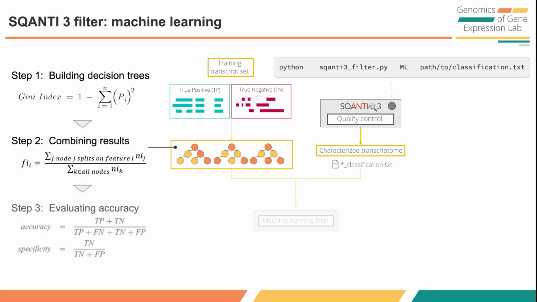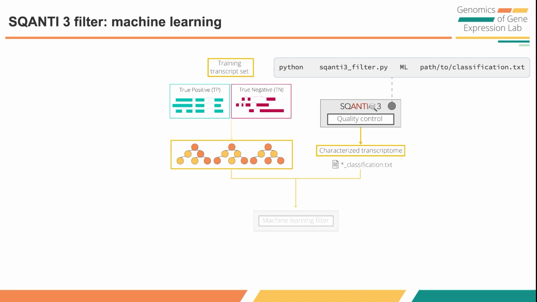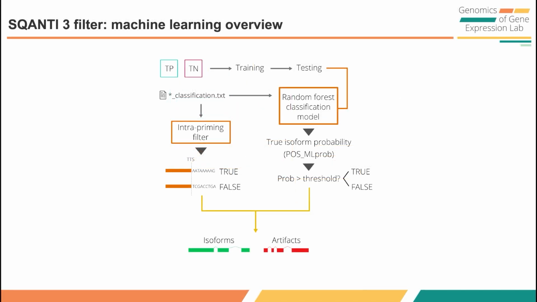Step 3. Evaluating accuracy. The final step is to evaluate the accuracy of the model. This is done by testing the model on a separate set of test isoforms and comparing the predictions to the actual labels. This is the workflow of the random forest classifier in SQANTI3 machine learning filter.